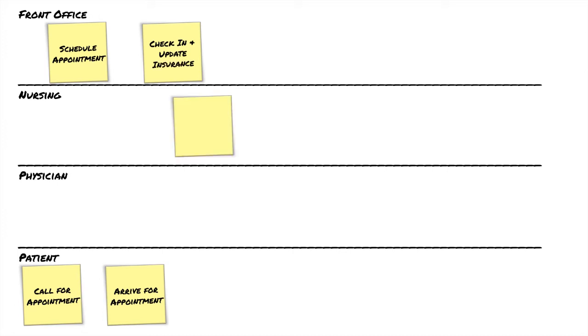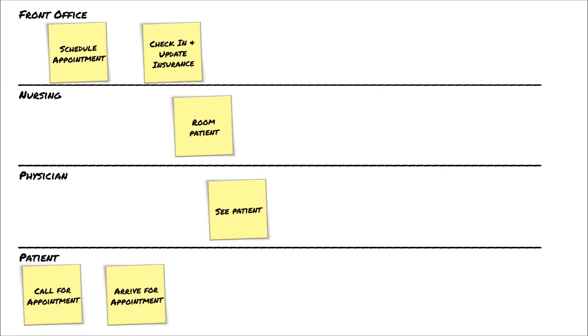Next, the patient is taken to a room by the nurse, vital signs are taken, and the reason for their visit is discussed. Then the physician sees the patient, takes a history, and examines the patient. The physician then recommends vaccination and places the order. What happens next depends on the patient's insurance coverage.